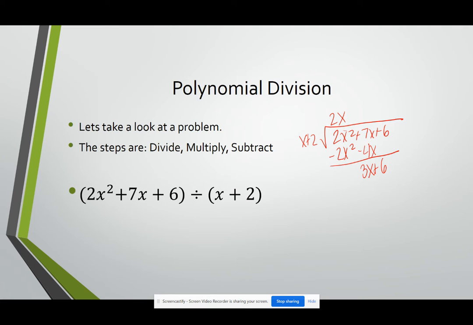Now we think, what times x gives me 3x? That would be positive 3. So we subtract 3x. 3 times 2 is 6, so we subtract 6. So this one worked out nice. Our final answer would be 2x plus 3. So that's what you would write down.